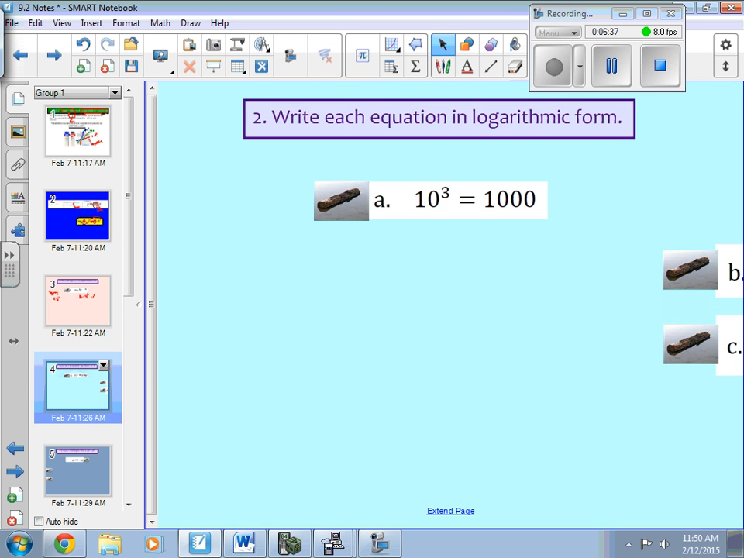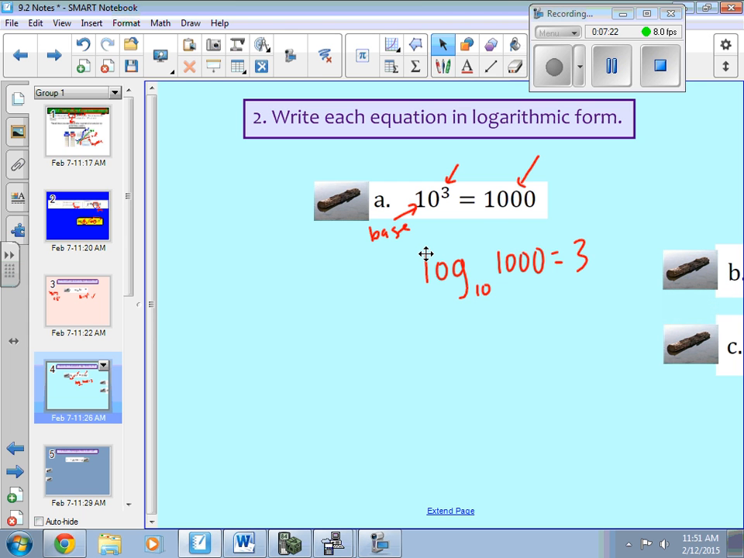The problems in number 2 want us to do the complete opposite of what we just did: write this exponential in logarithmic form. We're going to write a log. The base of our log should be whatever the base of our exponent is, so 10 becomes the base of our log. What we're taking the log of is this number, 1,000, and that should equal whatever this exponent is. So this one would be written log base 10 of 1,000 equals 3.